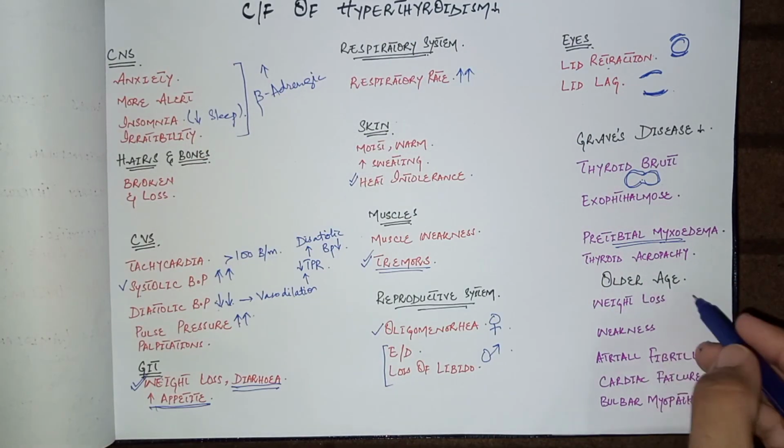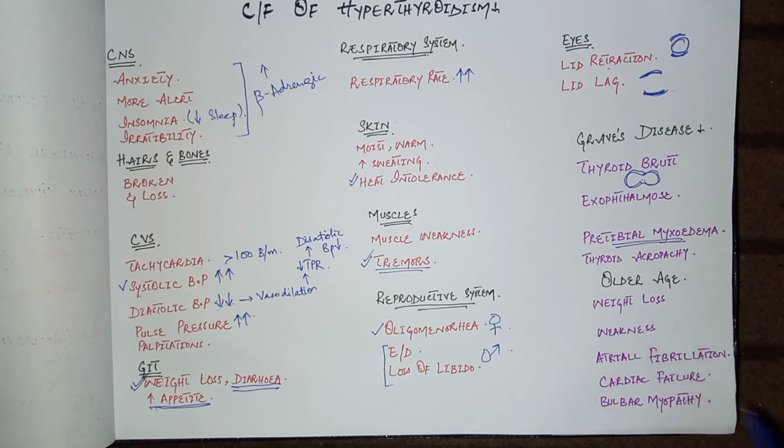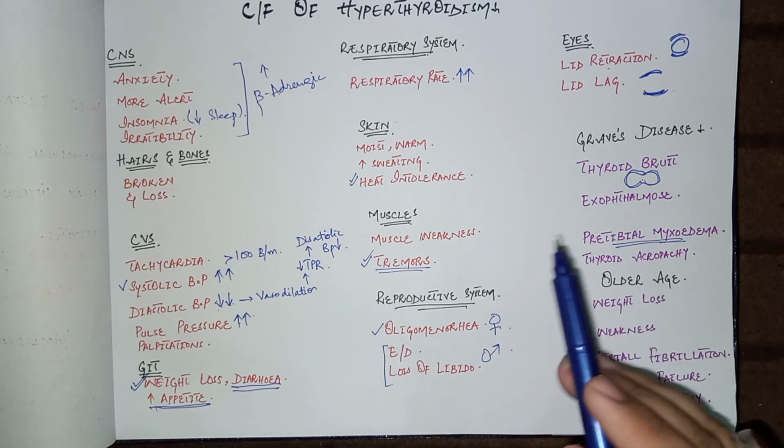In older age, the common features are weight loss and weakness, but the important features here are atrial fibrillation because of sympathetic overdischarge, which leads to cardiac failure, as well as bulbar myopathy. So that is all about the clinical features of hyperthyroidism.